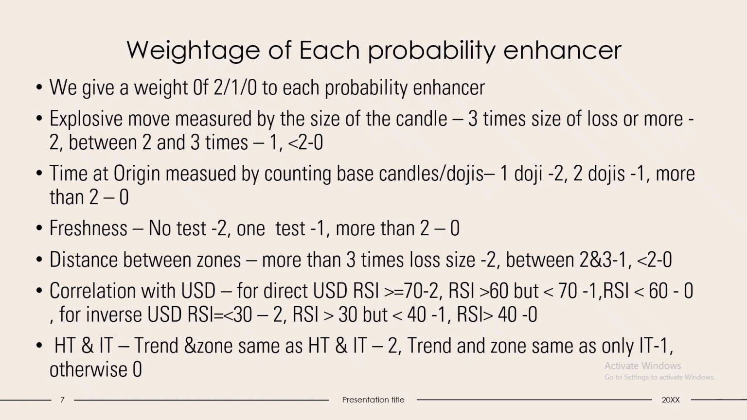And finally, we talk about the higher time frames or the intermediate time frame. If the trend and zone are the same as that on HT and IT, then we give a score of 2. And if the trend and zone are the same as only the IT and not the HT, then we give a score of 1. And otherwise, it's 0.